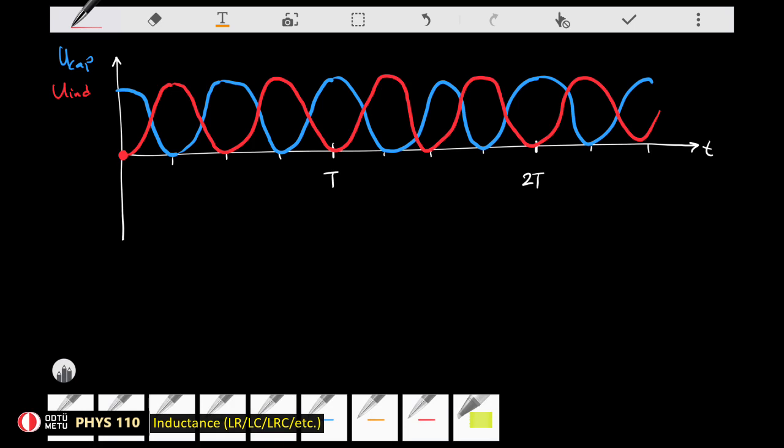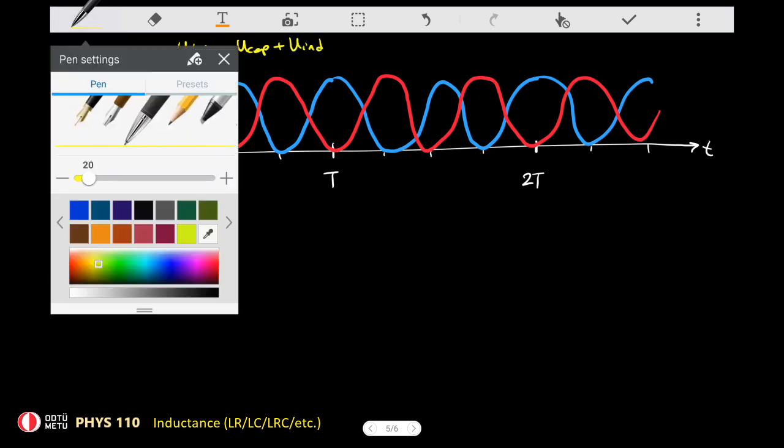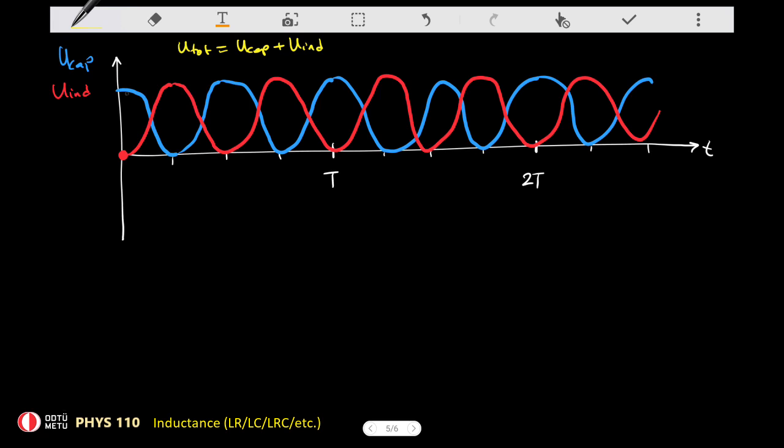And finally, if I use, I don't know, the yellow color for the total energy, let's just say it like this: U tot is the energy of the capacitor plus the energy of the inductor. Again, I'm going to draw a thick line for this. So that's basically a constant. So this is going to be a constant line.